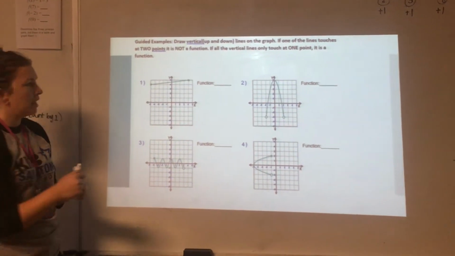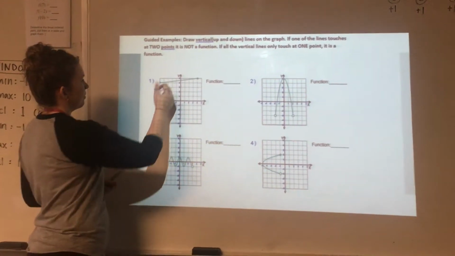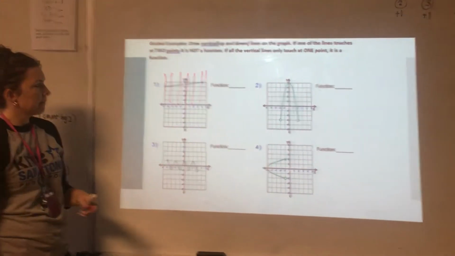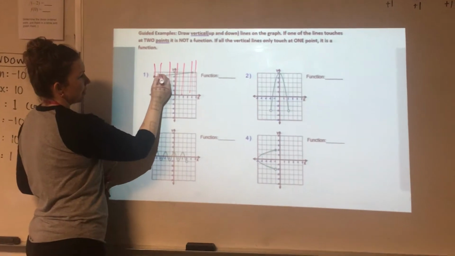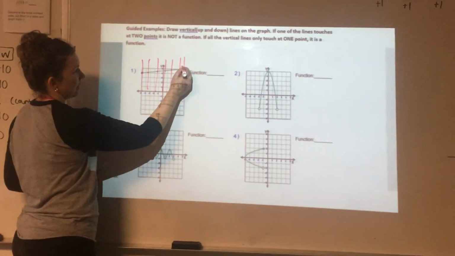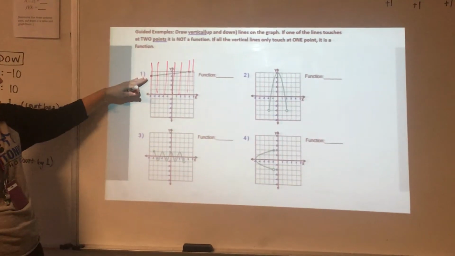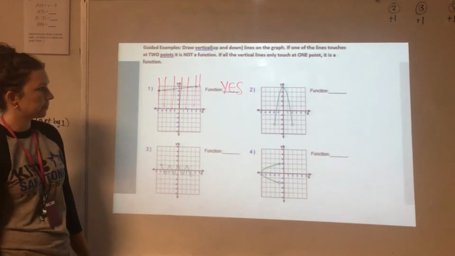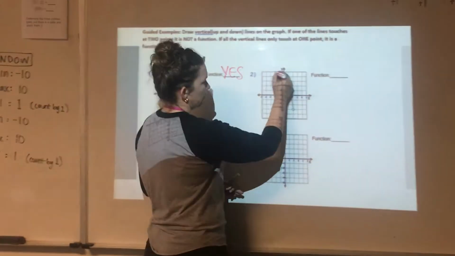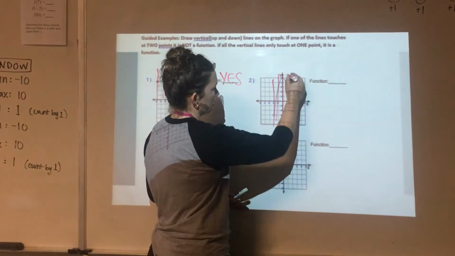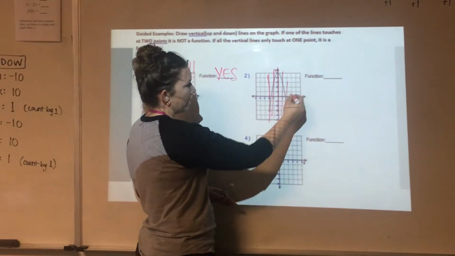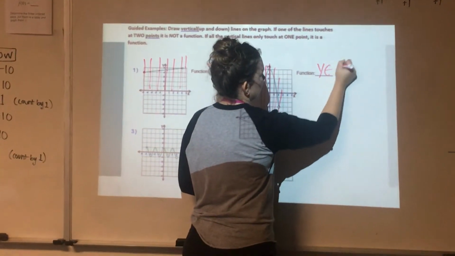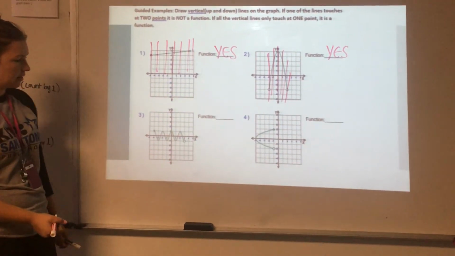So all I do is I draw some vertical lines through my first example. I see it touches my line here, here, here, here, here, here, and here. But it never touches the line twice. So yes, this is a function. I go to my second graph, draw some vertical lines. And I see my lines never touch the graph twice. So yes, this is a function.